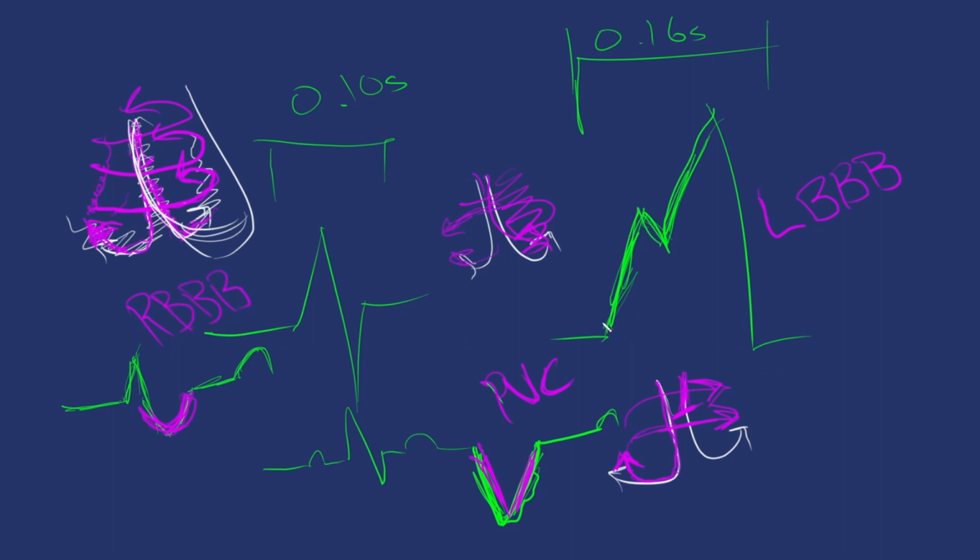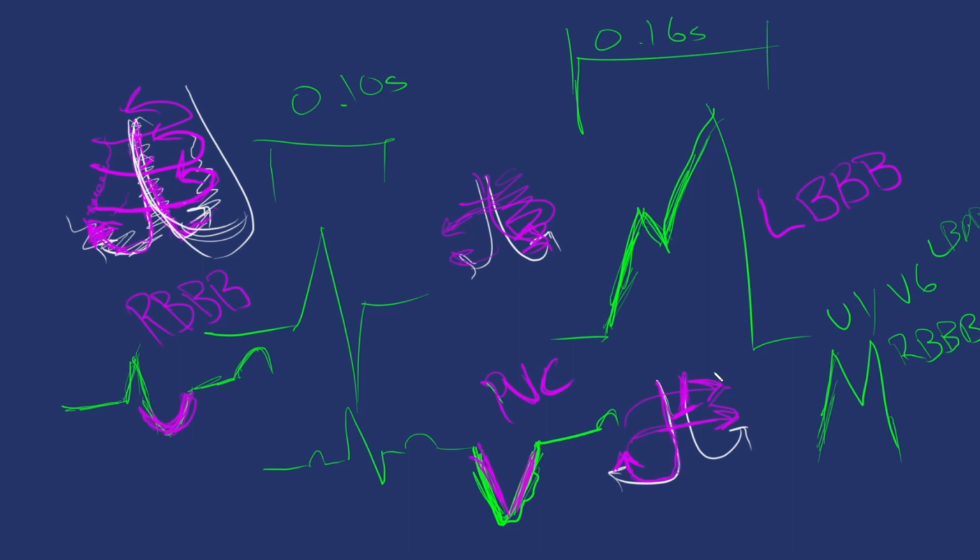The true way to do this is looking at V1 and V6, the precordial leads, and wherever you see the notches, right, is where it is. So if it happens on V1, this is a right bundle branch block. If you see the notching on V6, right, then it's a left.